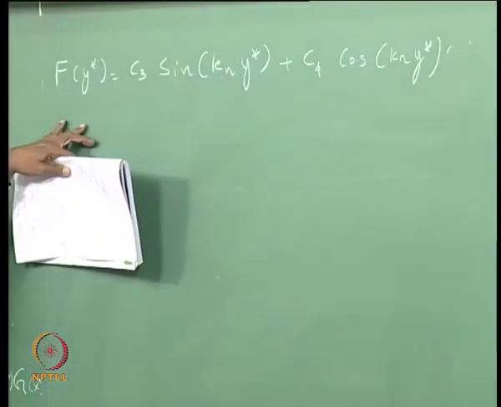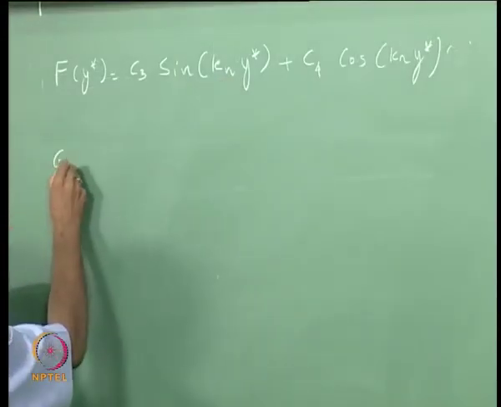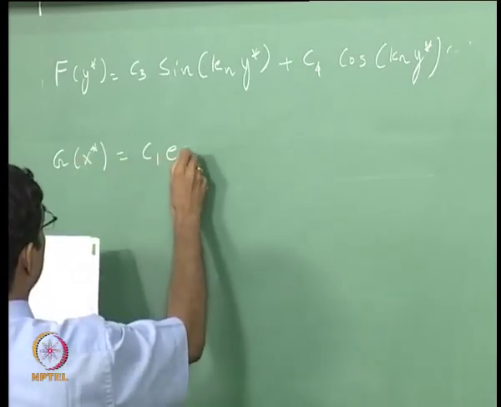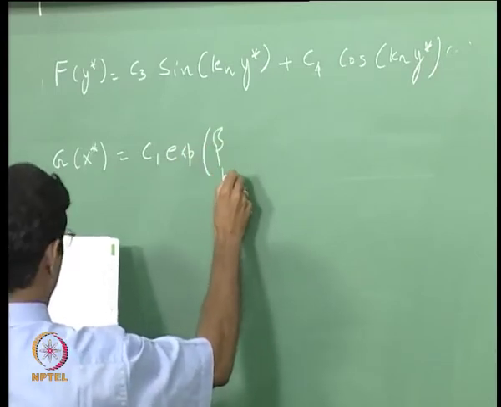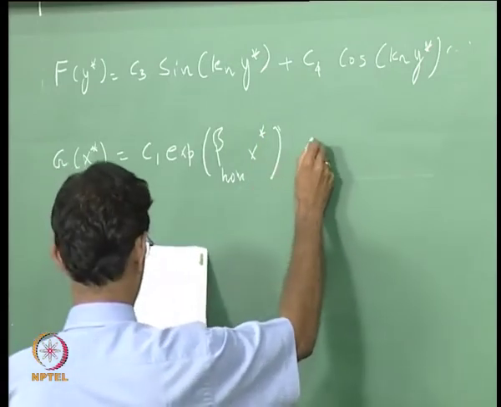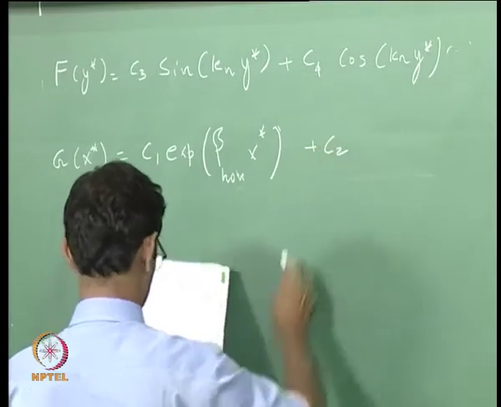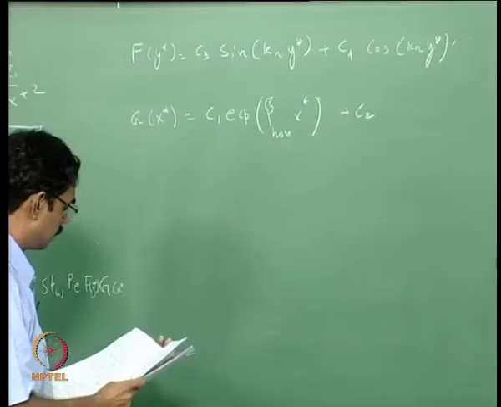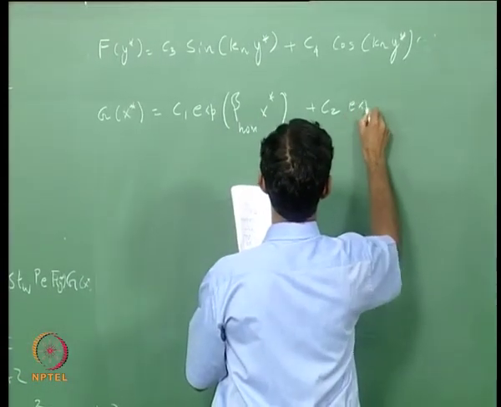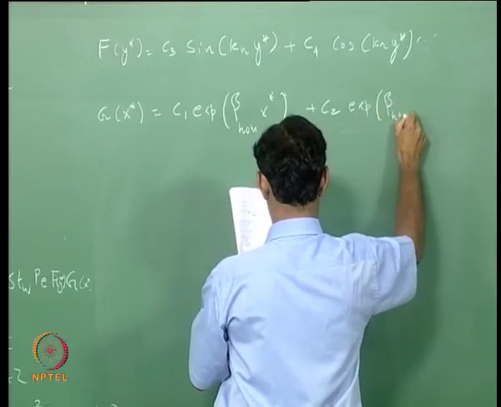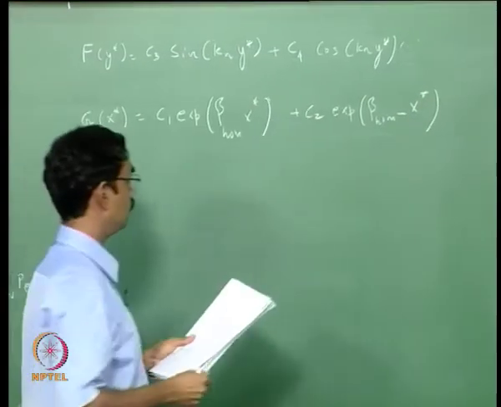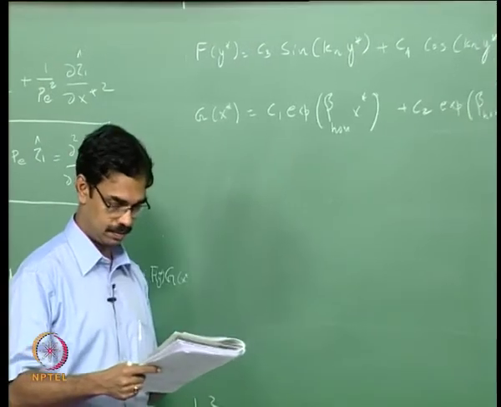This is the solution for f, and g of x star would be of the form C1 exp(beta homogeneous x star) plus C2 exp(minus beta homogeneous x star), plus and minus. Beta will have two roots, so one will be positive, one would be negative.